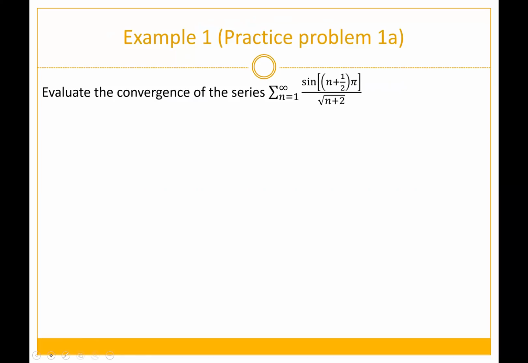So the first example: evaluate the convergence of the series. The series is sine of (n plus half pi) over the square root of n plus 2. We're doing the alternating series test. When we have sine and a polynomial, the way I always say is that you should write down some of the terms to see what exactly it's looking for.